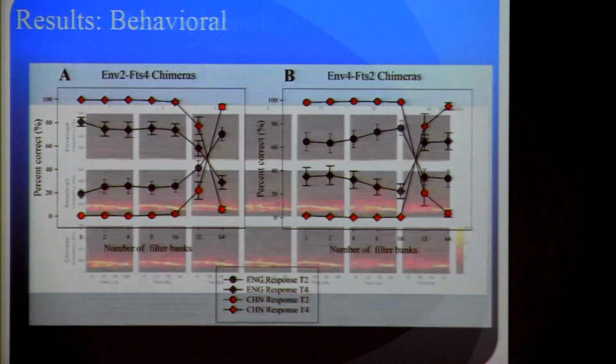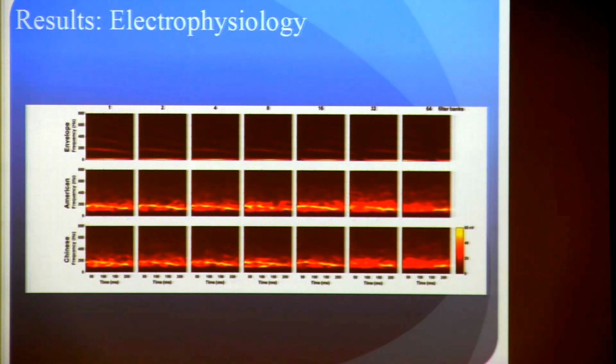But what about through FFR? So here we have our FFR data plotted in our spectrograms. The top row is going to be our original chimeric stimuli. The middle row is going to be our grand average spectrograms of our American participants. And then the bottom row is going to be our grand average spectrograms of our Chinese participants. The 7 different columns are going to be our 7 different filter banks, 1 on the left, moving up to 64 on the right. So as you can see, the spectrograms show visually identifiable responses that are following those envelope contours of the auditory chimera.